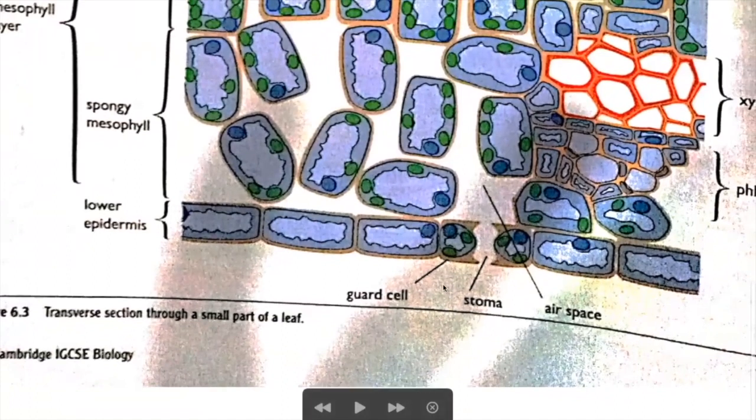What is the function of stoma? Stoma will allow the gases exchange to happen. Oksigen boleh keluar, carbon dioxide boleh masuk. Untuk apa? Proses photosynthesis. Dan juga the water. You know transpiration? Transpiration also happens in the leaf, right? So the water also will be evaporated as water vapor through stoma. Okay?